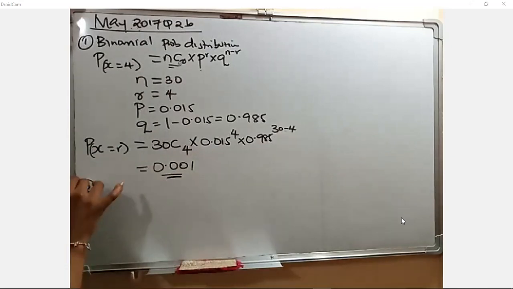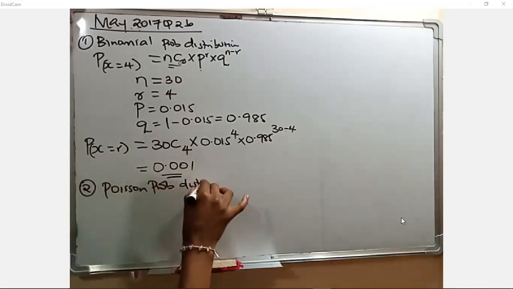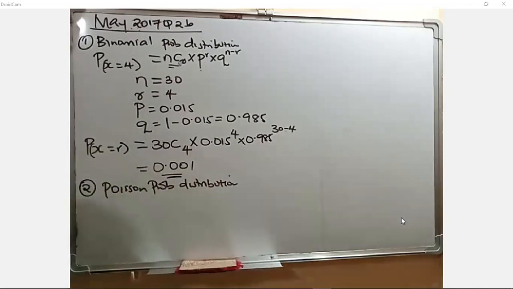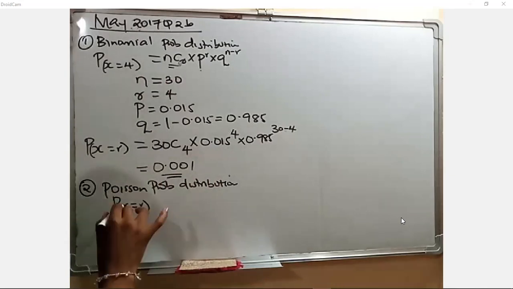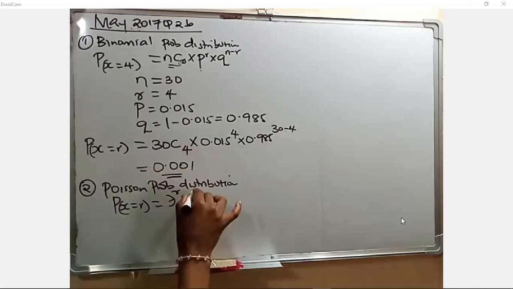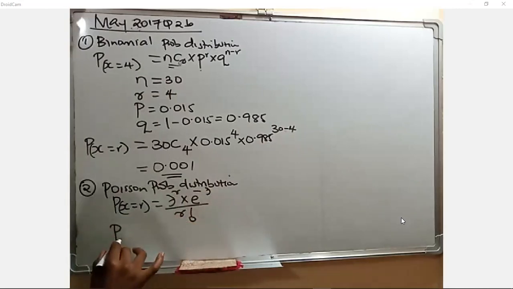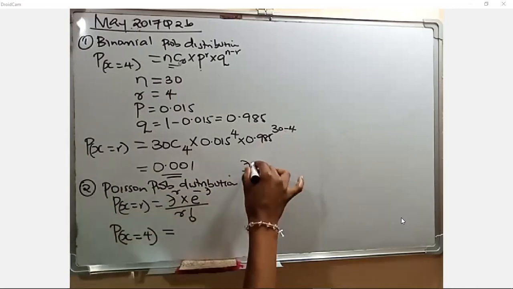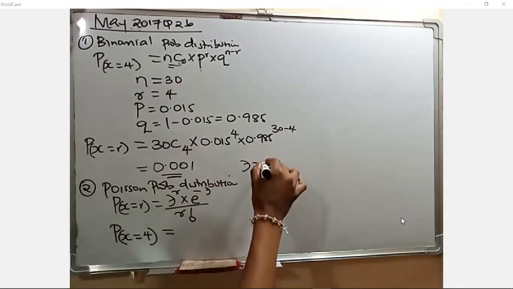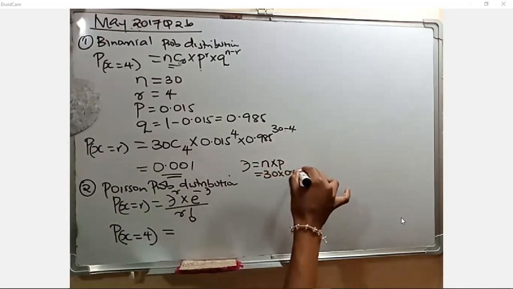Number 2, we talk about the Poisson probability distribution. I think we were able to say the probability of x being equal to r, we take our mean raised to power r, then multiply by exponential raised to power negative mean, then divide by r factorial. So in this case, P of x being equal to 4 should be equal to, we don't have our mean. When we don't have our mean, you just take n times p. Our n is 30, our p is 0.015.